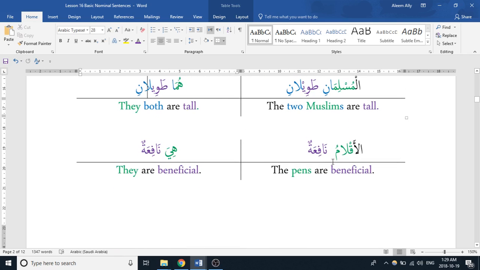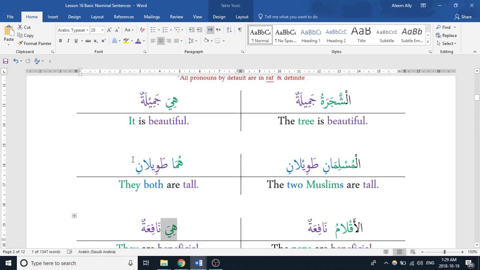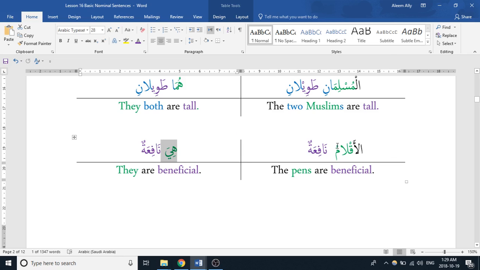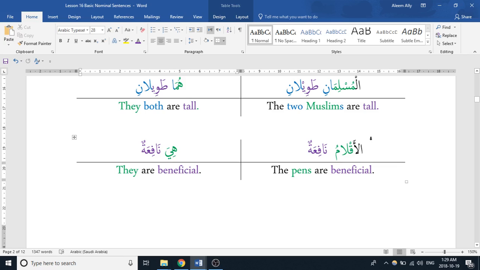So in this case, we have aqlamu nafi'atun. So the pens are beneficial, right? When we change this over and put in a pronoun to point back to this aqlamu, it becomes hiya. So you might be wondering, well, hiya is for something singular, right? It's not for plural. Usually the plural is hunna. But remember, when we're speaking about a broken plural, or referring back to it, or describing it, or referring to it in any way, it's treated as singular feminine, right? So aqlamu, just because this is a broken plural, it'll be referred to with hiya. So this would mean they are beneficial, even though this is singular.